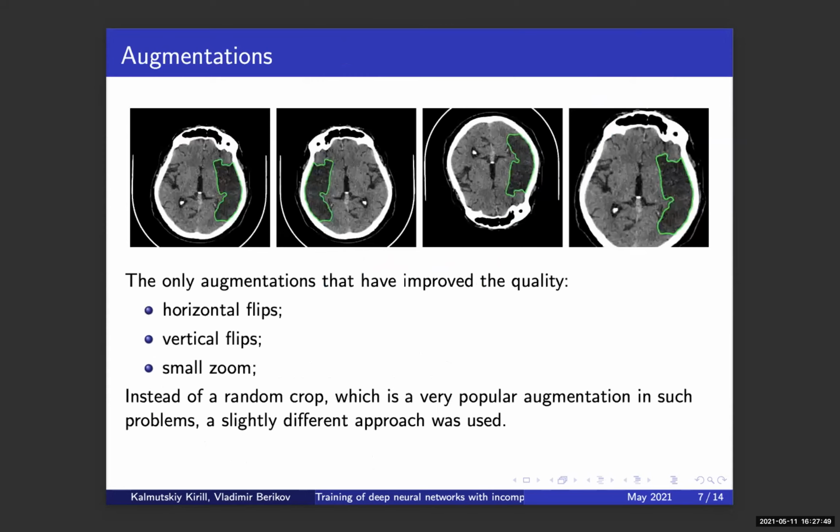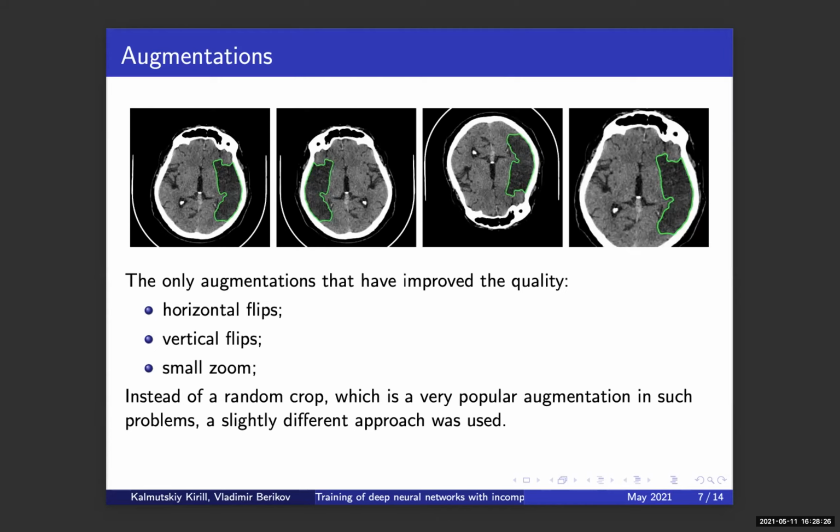First, how to expand the dataset. The most common approach is to use augmentations, but in our task, not so many augmentations are useful. So we used only horizontal and vertical flips, and also we used a small zoom to expand our data set. I also tried other augmentations, but they didn't increase the accuracy of the model, so I dropped them.